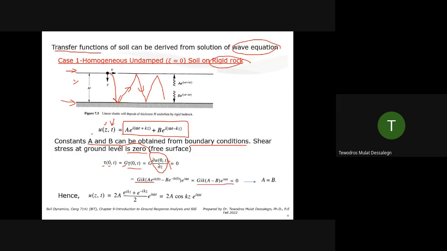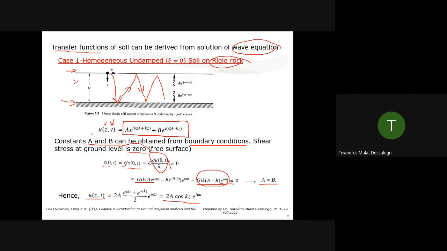Shear modulus G, i is a complex number, K times (A minus B) exponent i omega t. For this number to be zero, we should have A equals B. The others cannot be zero. So A must be equal to B. So if you solve it, then we get the displacement at any depth, at any time t, given by this.